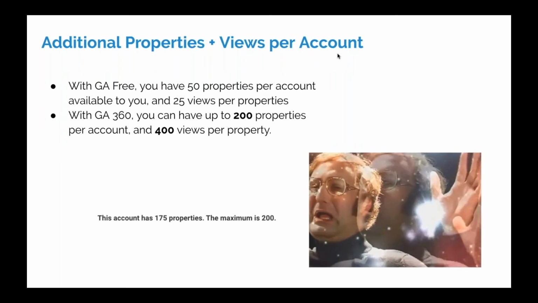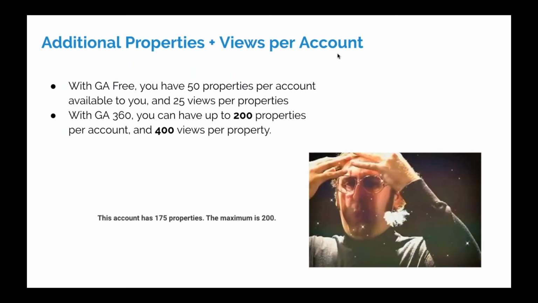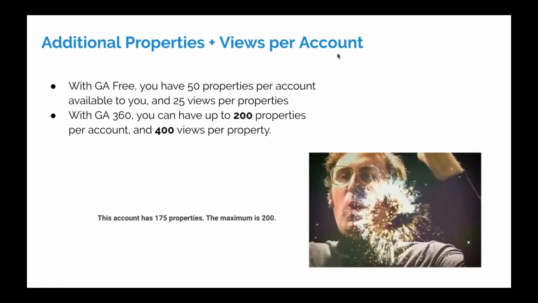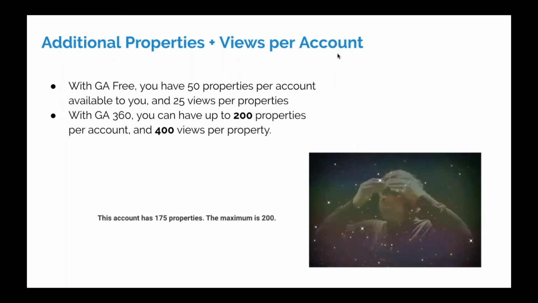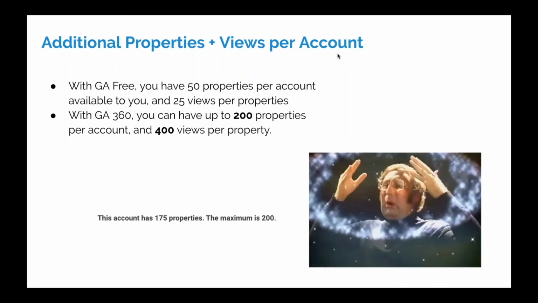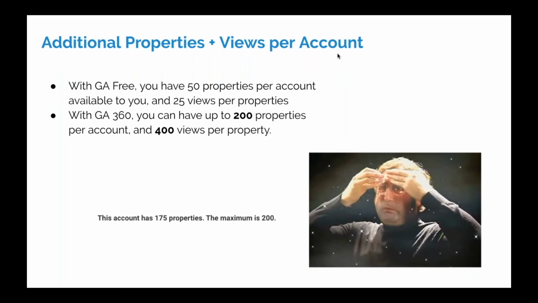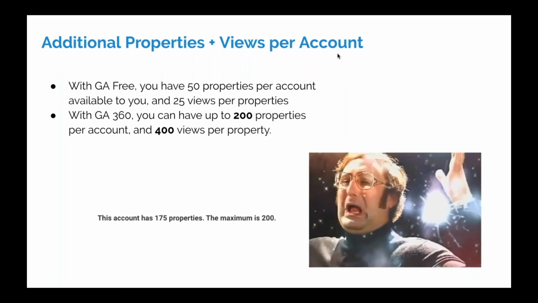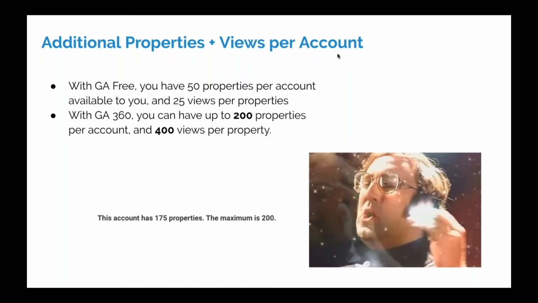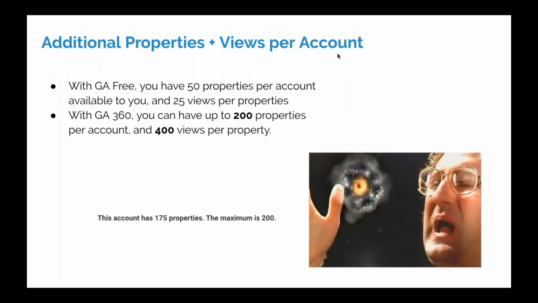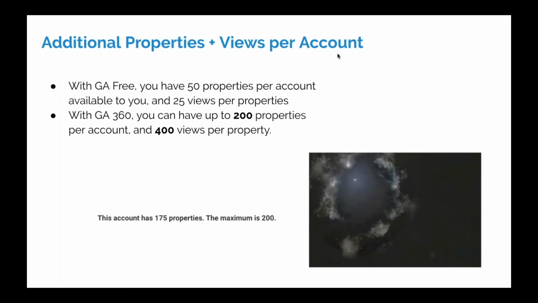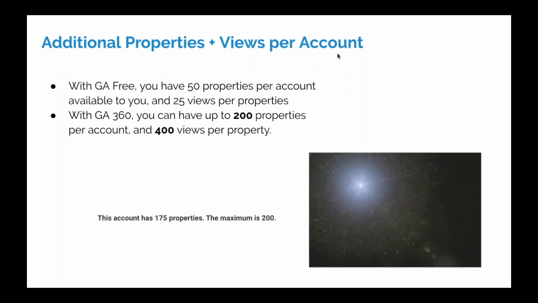With 360, you can have up to 200 properties per account and 400 views per property. So you can splice and slice the data in just about any way you want using filters or different view level settings to differentiate different views and provide views for any department in your organization. So I'd like to almost call it limitless as far as views and properties go at the account level.